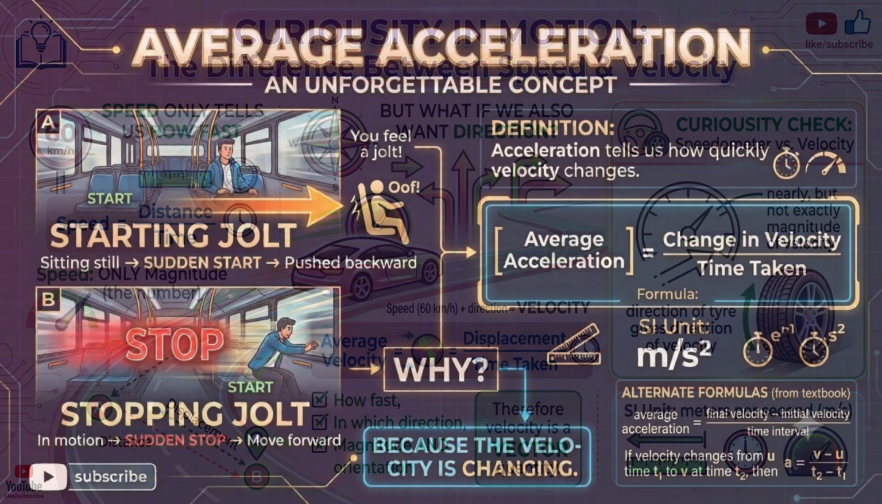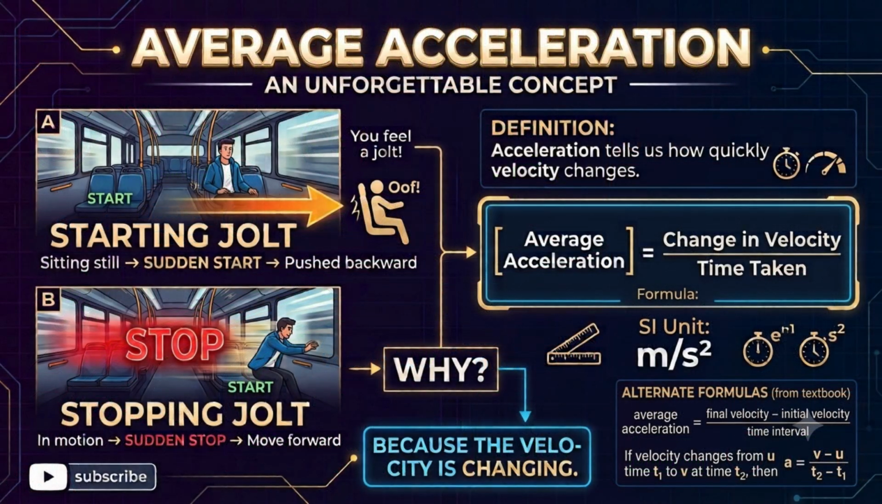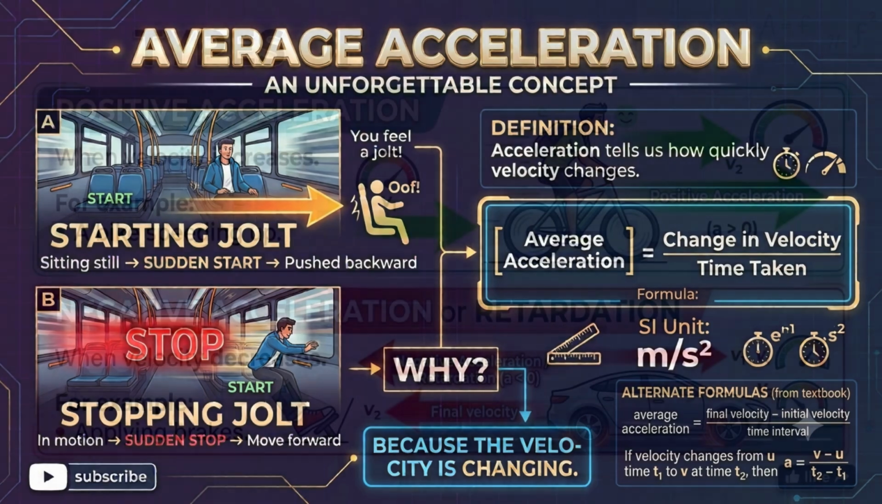Now let's move to another important concept. Acceleration. Suppose you're sitting in a bus. The bus suddenly starts moving. You feel pushed backward. When the bus suddenly stops, you move forward. Why? Because the velocity is changing. Acceleration tells us how quickly velocity changes. Formula of average acceleration is equal to change in velocity divided by time taken. SI unit is m/s².